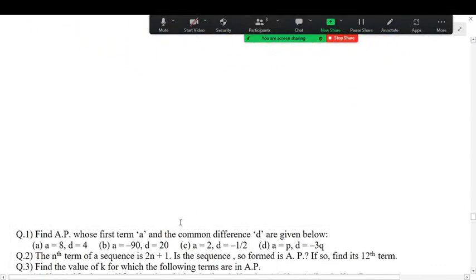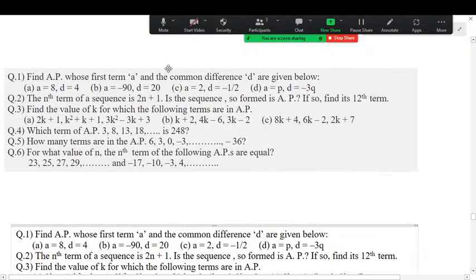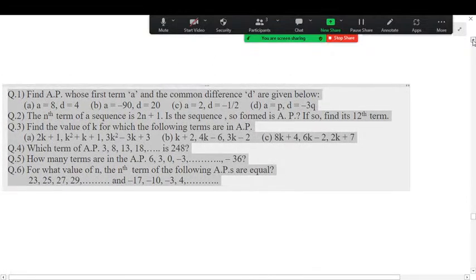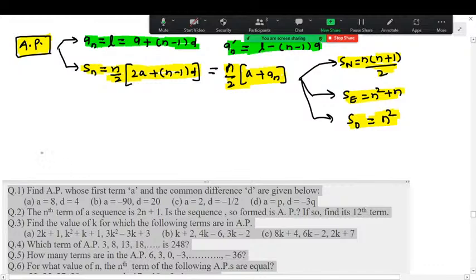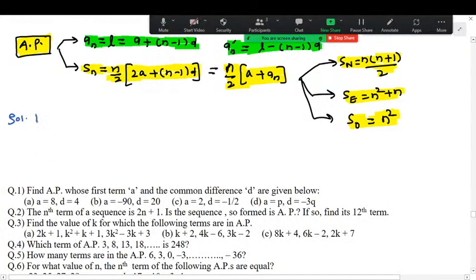Yeah, let's start with these questions that are in front of you. First, we are supposed to form the AP. In question 1, we are supposed to form the AP when we are given a and d. If the first term a is 8 and d is given as 4, can you frame the AP? How will you frame this AP?